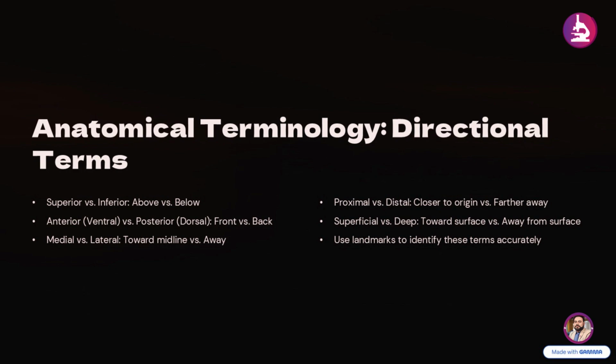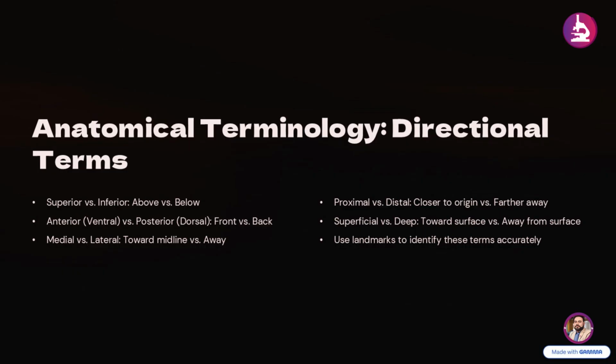Medial-lateral relationships. Medial structures approach the body's sagittal midline, while lateral elements diverge outward. The ulna demonstrates medial positioning in the forearm compared to the radius. These terms become crucial when describing limb anatomy or neurological pathways that follow specific laterality patterns.